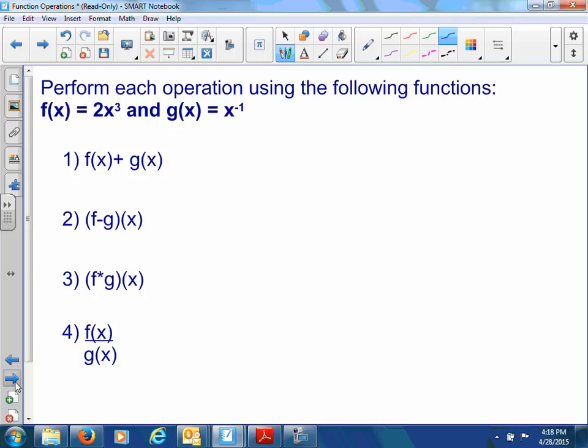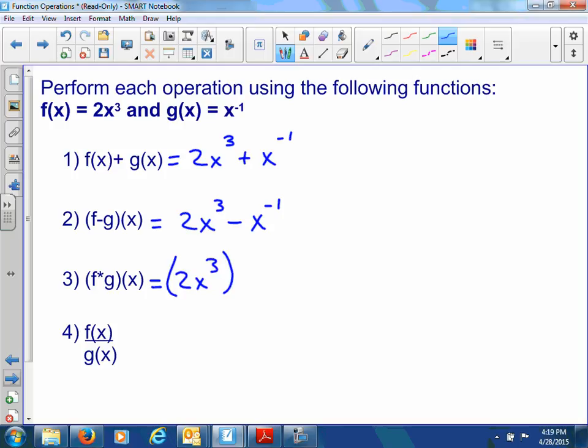Another example, f of x plus g of x when f of x is 2x cubed plus x to the negative 1. These cannot be combined. There are no like terms, so that is your final answer. F of x minus g of x, 2x cubed minus x to the negative 1. Again, no like terms, so that's my final answer.